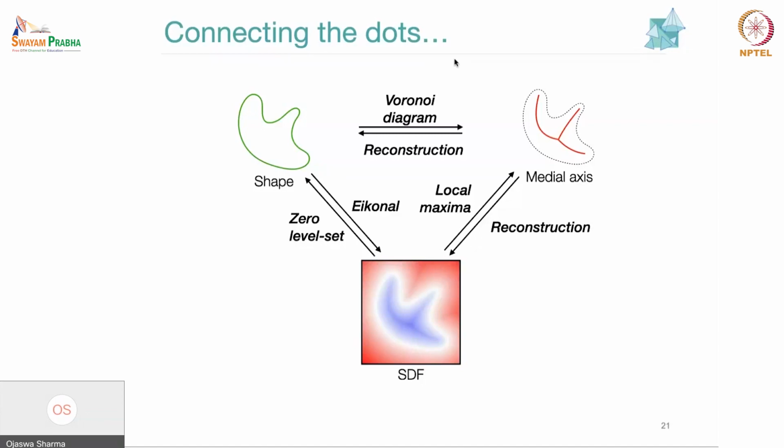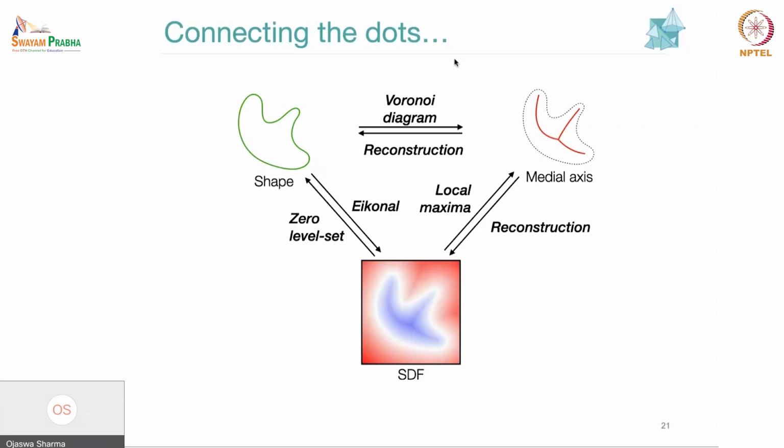So in a sense, these three representations, the explicit shape, its medial axis or Voronoi diagram, and the SDF are related. And we also know that the Voronoi diagram and the Delaunay triangulation are also related because they are dual of each other, right? So I hope all of this makes a little bit of sense now. And that's very much about Voronoi diagram that I wanted to talk about.